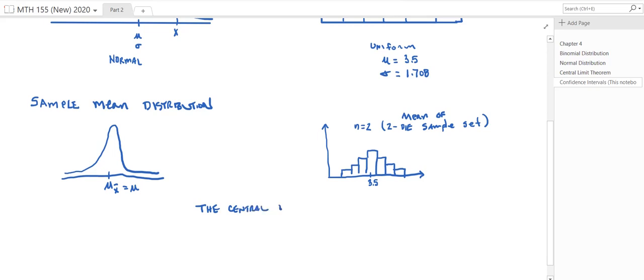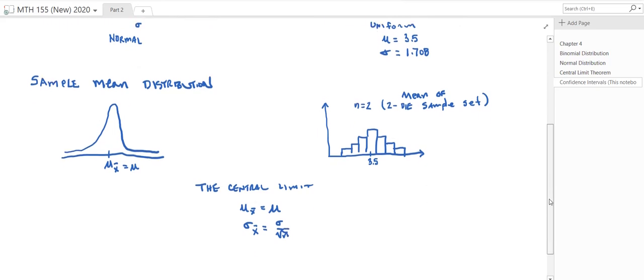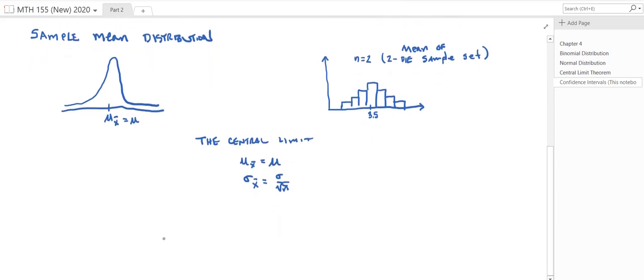And recall, central limit theorem, recall that when we do this, we found that the mean of the sample mean distributions, either one of these, was equal to the mean of the population distribution, and the standard deviation of this thing was equal to sigma over square root of n. And if you look back, you'll see that I showed how that came about.